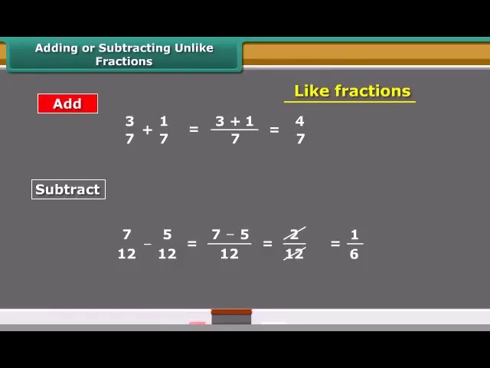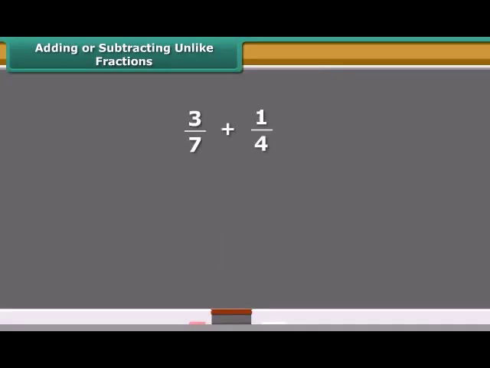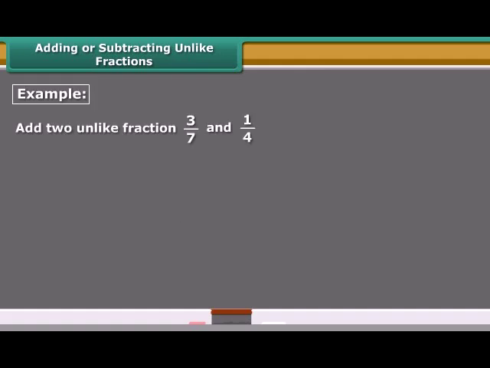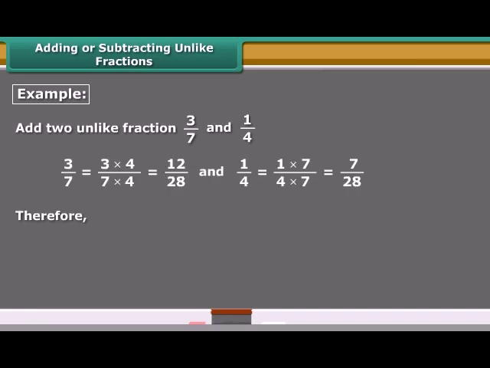We have learned to add and subtract like fractions. It is also not very difficult to add unlike fractions that do not have the same denominator. When we have to add or subtract these fractions, we first find equivalent fractions with the same denominator and then proceed. For example, 3 upon 7 and 1 upon 4 are two unlike fractions. In order to add them, first we find their equivalent fractions with the same denominator. These are 12 upon 28 and 7 upon 28.